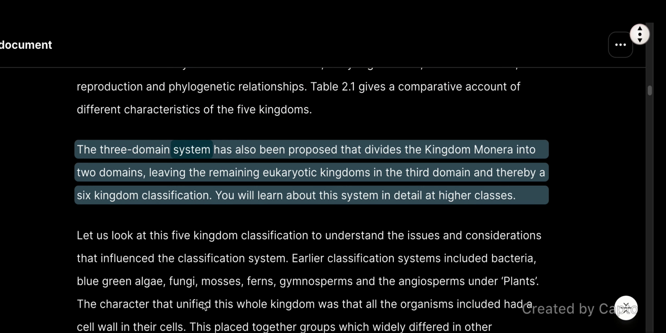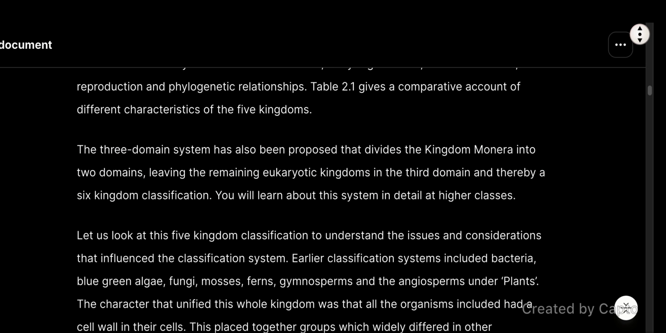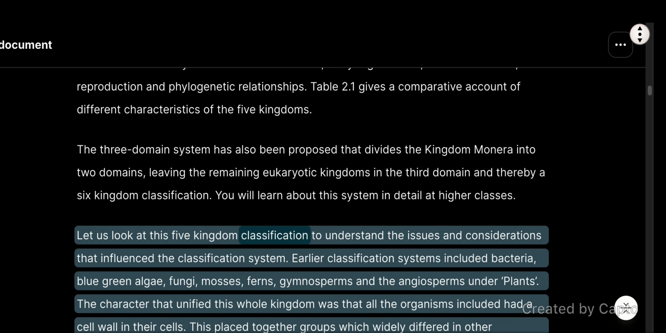The 3-domain system has also been proposed that divides the kingdom Monera into 2 domains, leaving the remaining eukaryotic kingdoms in the 3rd domain, and thereby a 6-kingdom classification. You will learn about this system in detail at higher classes. Let us look at this 5-kingdom classification to understand the issues and considerations that influence the classification system.